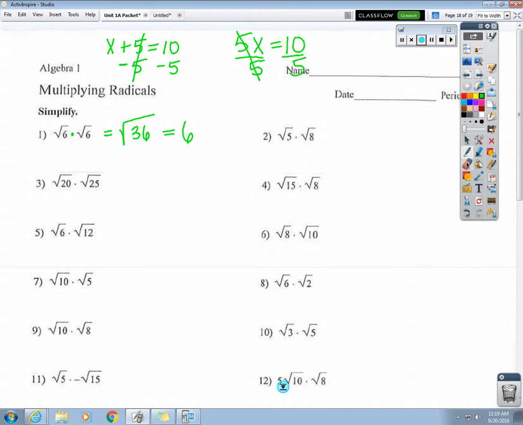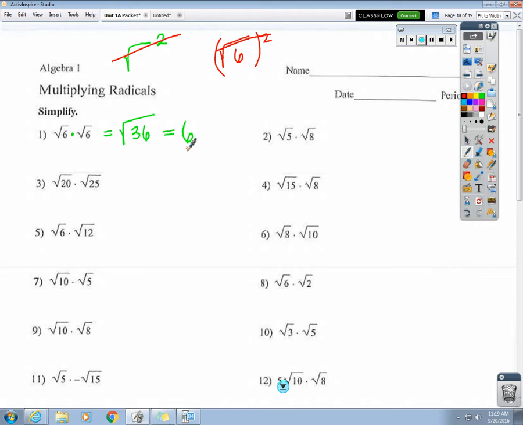Okay, well what you haven't learned yet is that the square root and squared are inverse operations. They cancel each other out. So the square root of 6 times the square root of 6, isn't it basically just the square root of 6 squared? Isn't that the same thing? Well, so don't the squared and the square root cancel each other out, leaving just a 6? That's why you ended up like that.